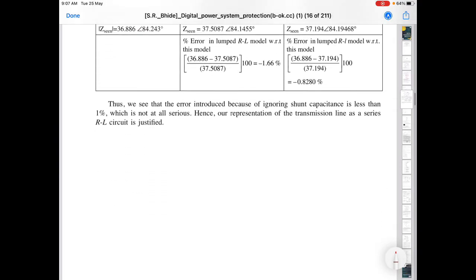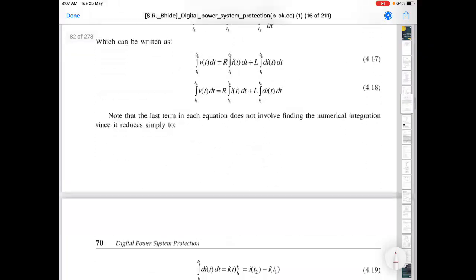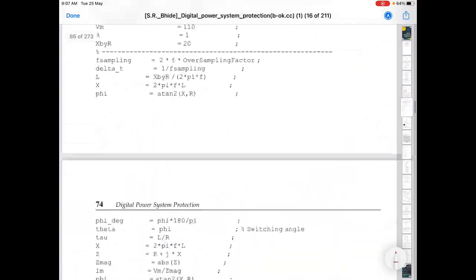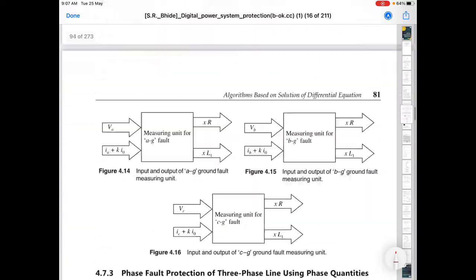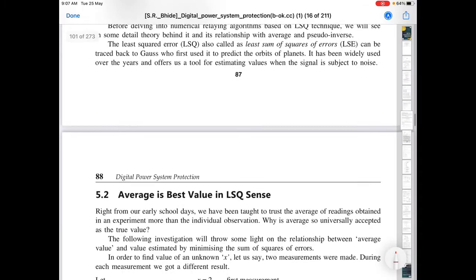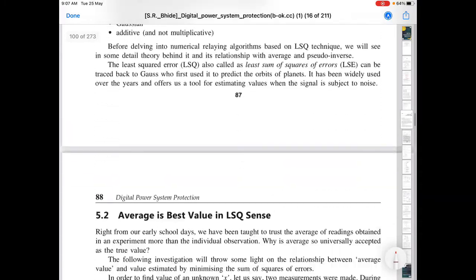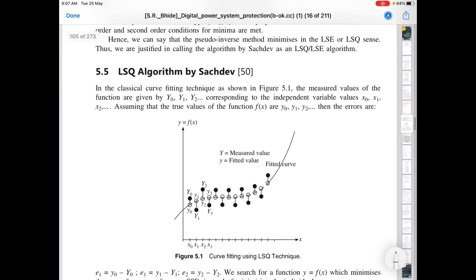We have one more topic left. Let me go to that. That is the Sachdev method, calculating the error using the Sachdev method. Let me go to the topic and come to the background. That is the LSQ algorithm by the Sachdev method.